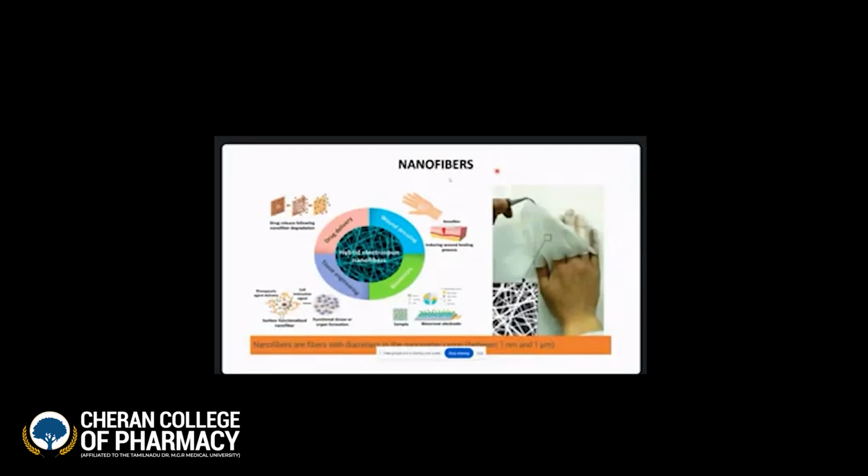Also, when you see the cost of this type of treatment, when you're doing the surgery, we need to spend more than 10,000 USD. So that is the other concern with this type of treatment.